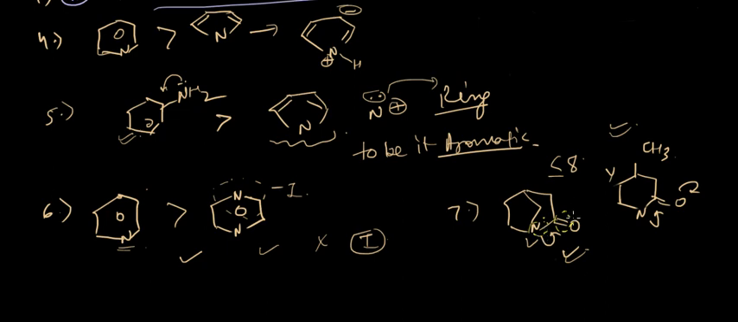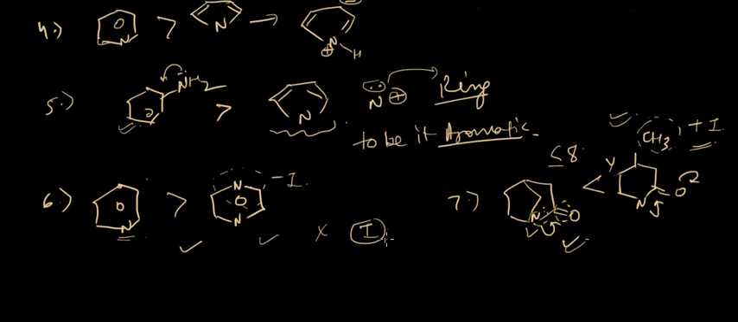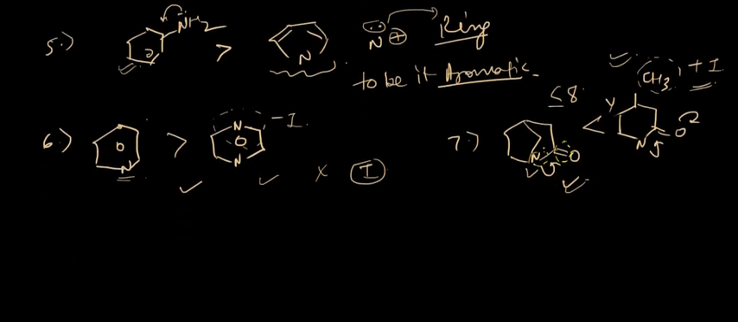So then you need to compare which is more basic. This is more basic, why? Because of the presence of the CH3 group. The plus I effect of the CH3 group makes this compound more basic. So let's move into the next example. We have an NH2 group here. So which is more basic?